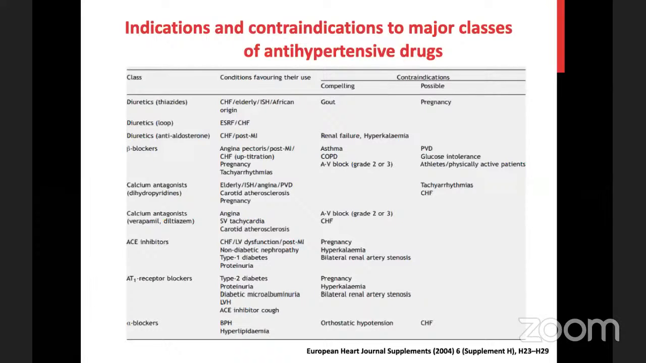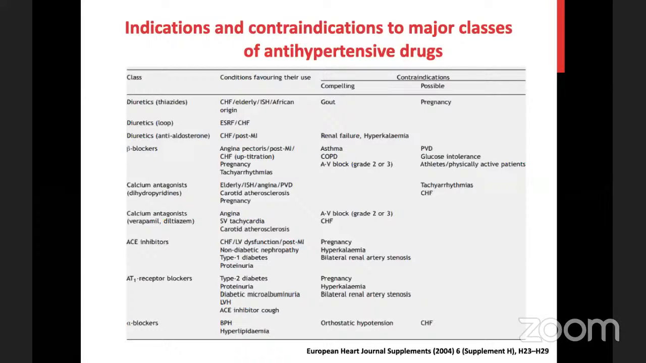Loop diuretics: end-stage heart failure, renal failure and congestive cardiac failure. Diuretics, anti-aldosterone, like that already discussed: CHF, post-MI. Contraindications are renal failure and hyperkalemia, mainly mineralocorticoid antagonists like eplerenone and aldosterone. Beta blockers: conditions favoring are angina, CHF, pregnancy, tachyarrhythmias. Relative contraindication is asthma, COPD, but absolute contraindication is AV block. Peripheral vascular disease and glucose intolerance, we can use with a little bit of caution.